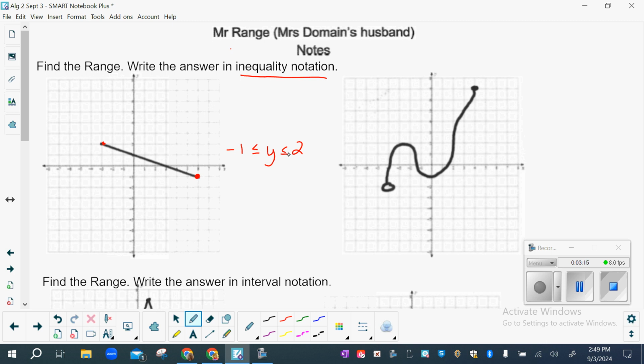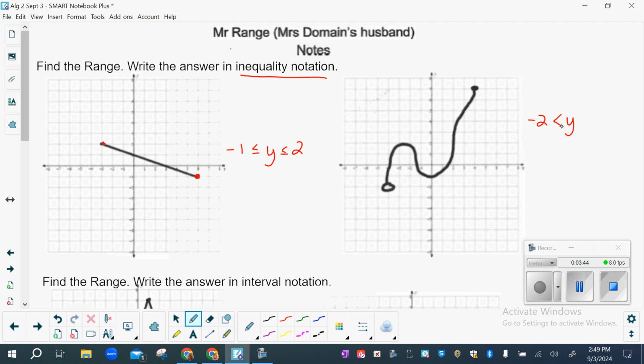So on this one here, what would be my smallest value on this graph? This point right here, which is -2, it is an open circle. So are we going to say less than or equal to? Less than, because it's an open circle, which means it doesn't include it. Does that make sense?